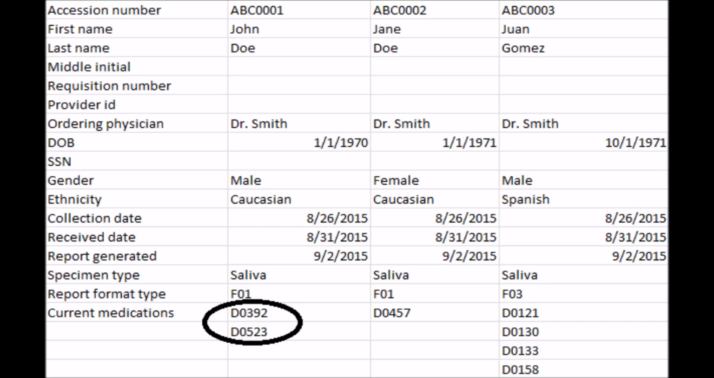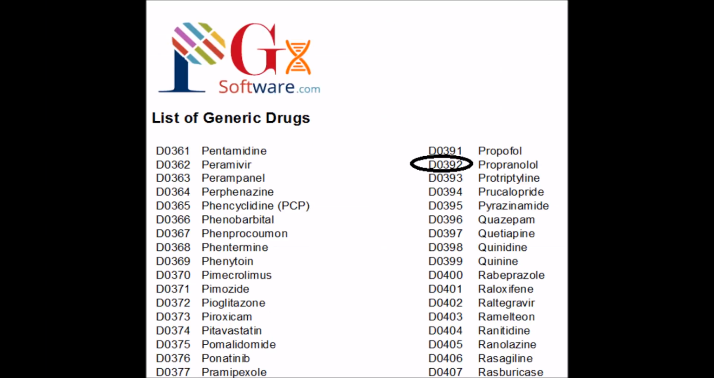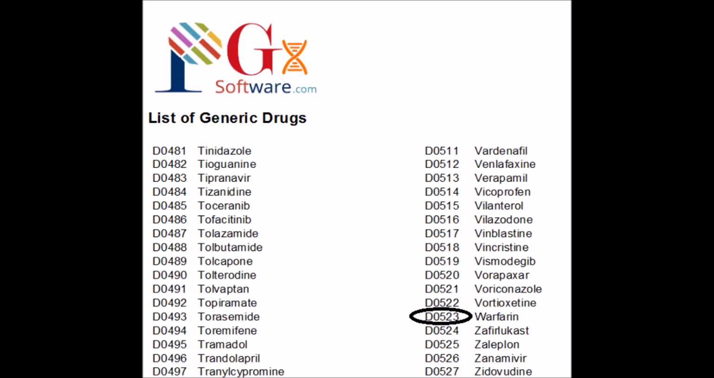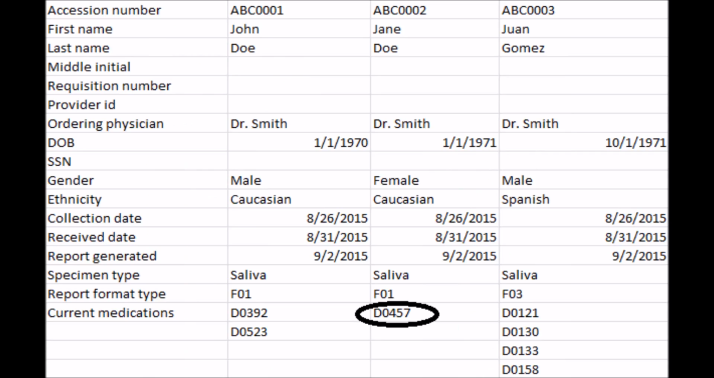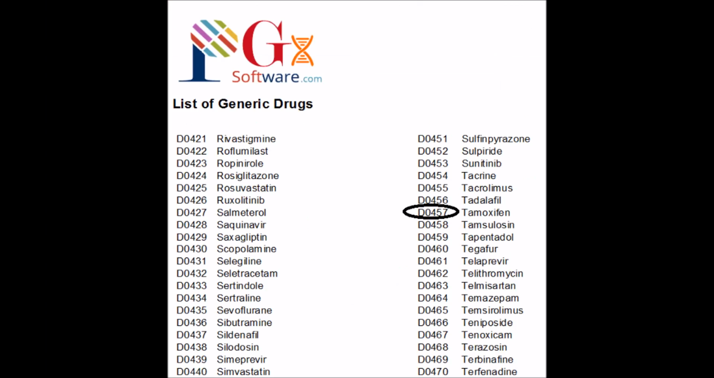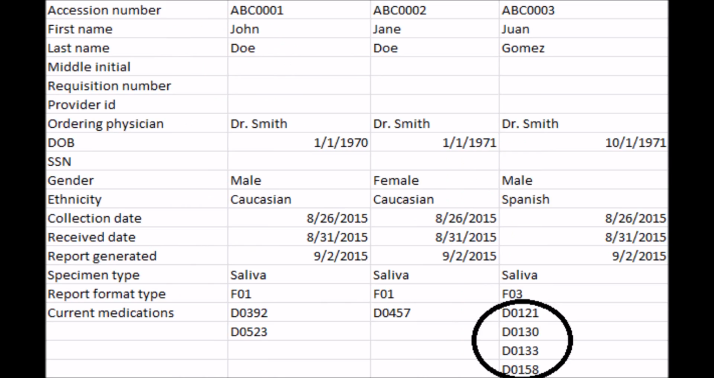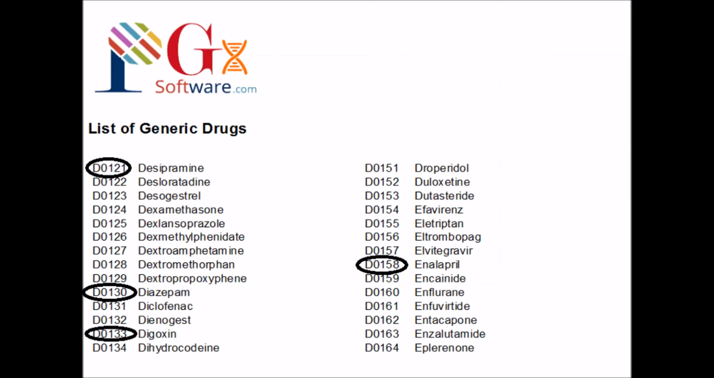For example, here we see patient 1. This patient's report shows 2 drug identifiers, D0392 and D0523, because this patient is on propranolol and warfarin. Patient 2's report includes the drug identifier D0457. This patient is on tamoxifen. Our third patient's report includes 4 drug identifiers, D0121, D0130, D0133, and D0158. This patient is on a regimen of desipramine, diazepam, digoxin, and enalapril.